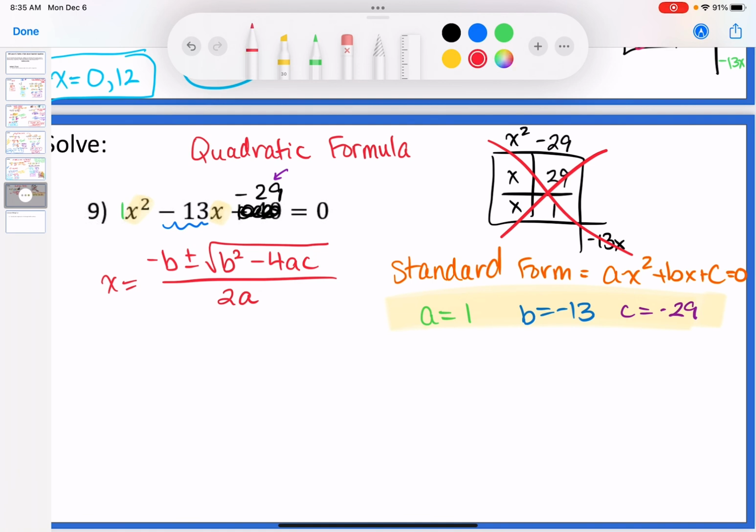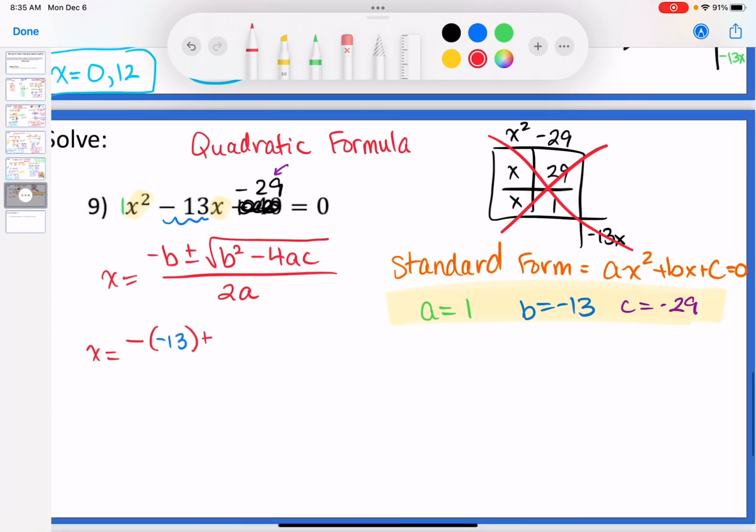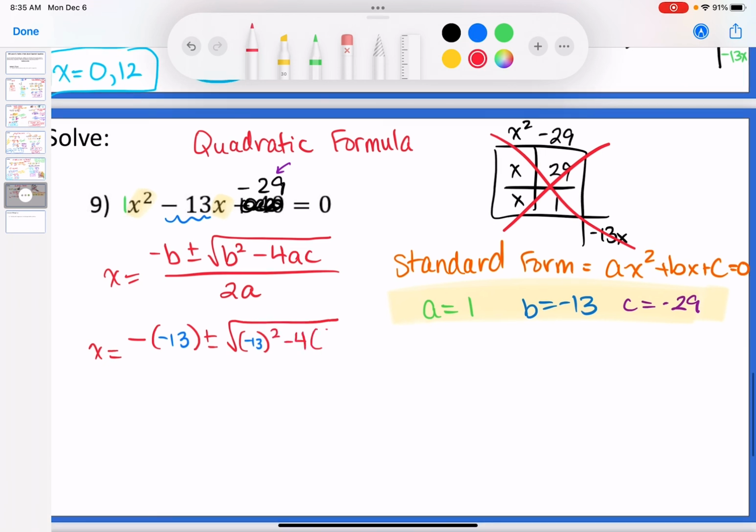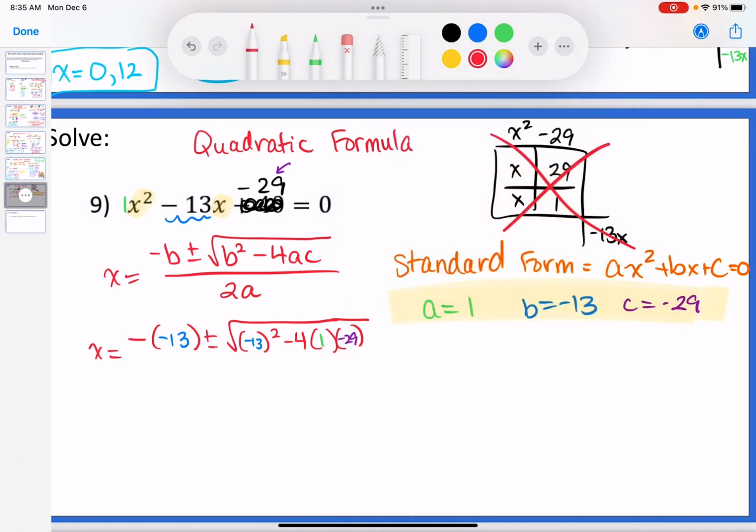So if I have my quadratic formula here, I have negative b. And b was negative 13. Notice I'm using parentheses when I'm plugging in my actual numbers, right? Especially when you have negatives. And here I have b squared, so I have negative 13 squared minus 4 times a times c. a was 1, c was negative 29, all divided by 2 times a, which was 1.